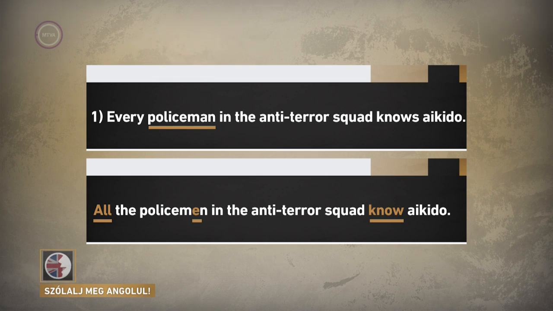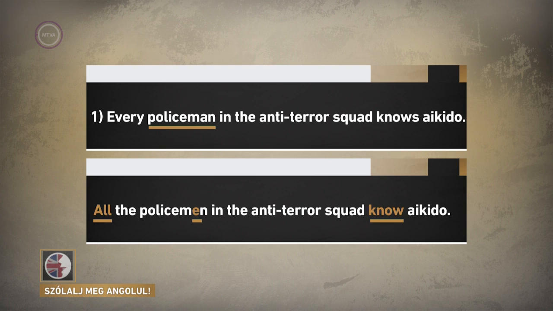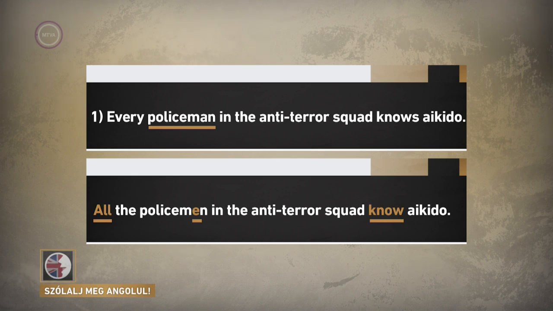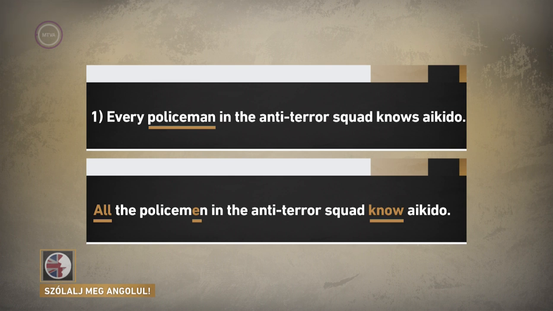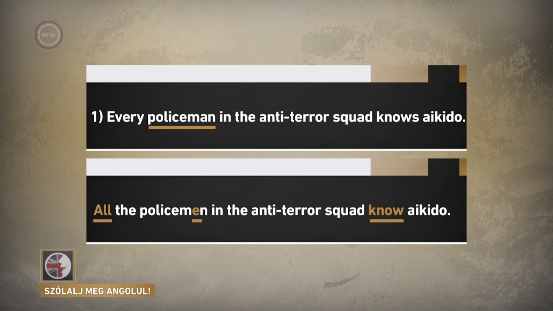Okay, so that means that we have to alter the verb too, doesn't it? Yes. And what's the plural form of the verb to know? Well, all of the forms of the verb are the same apart from the third person singular form. So the verb changes from knows to know. Simple. So now, our final altered sentence is this. All the policemen in the anti-terror squad know Aikido. Brilliant!